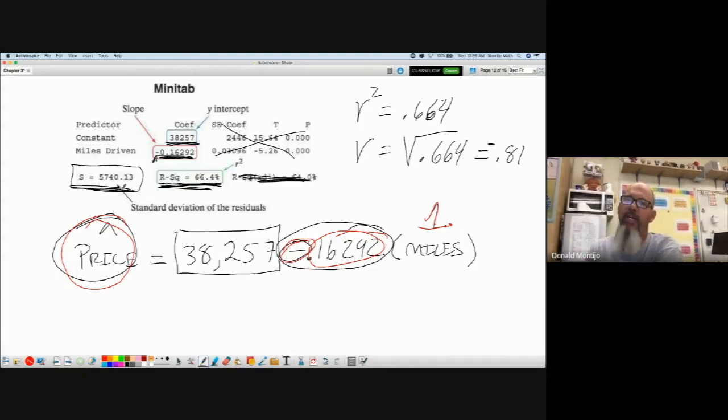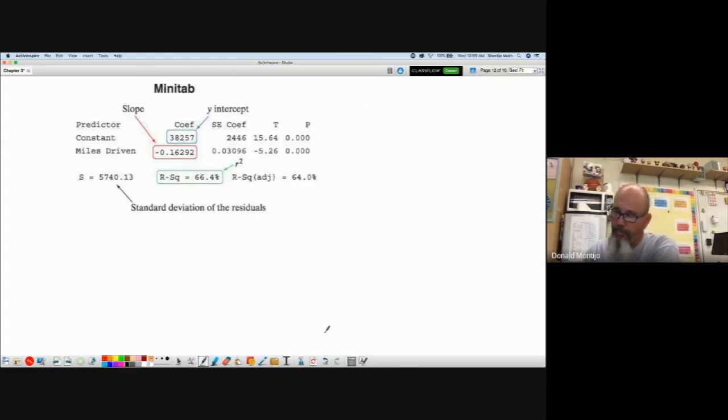Everything we need about a regression line is given to us in this one printout. So the constant is always the intercept. The variable, whatever the problem's about, is always the slope. R squared and S will always be given to us. From there, we can find anything that we need. Very, very important. Probably one of the most important parts of this chapter is how to read one of these computer printouts, because that's probably what we're going to be seeing on the AP test.